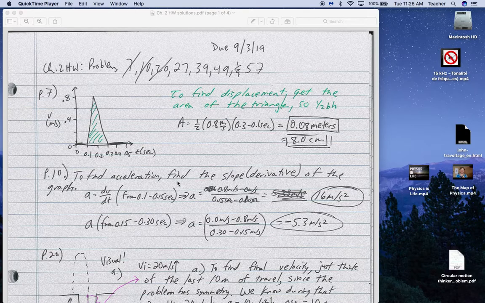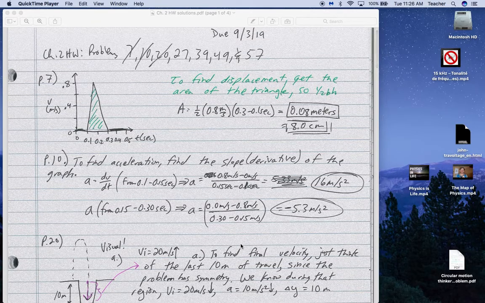To find the acceleration, I need to find the slope of the graph here and the slope of the graph here. So from 0.1 to 0.15 seconds, I had a change of 0.8 meters per second, and that time interval was 0.05 seconds. So that gives me 16 meters per second squared. From 0.15 to 0.3 seconds, I go from 0.8 meters per second back down to 0. So this is final minus initial velocity over final minus initial time. So it gets me negative 5.3 meters per second squared.